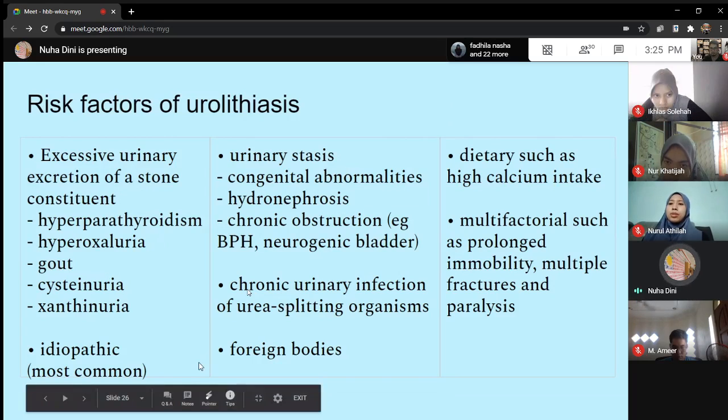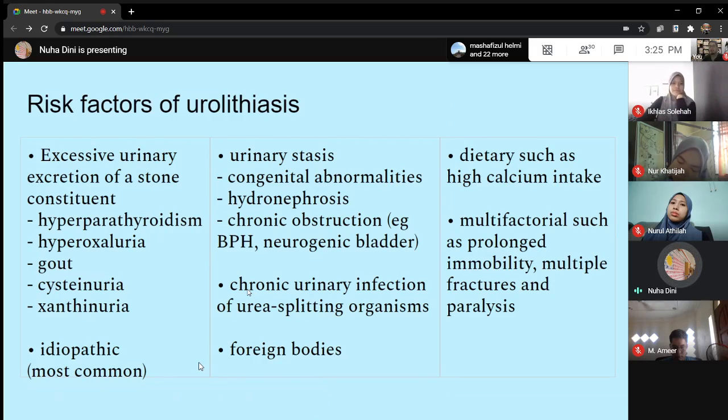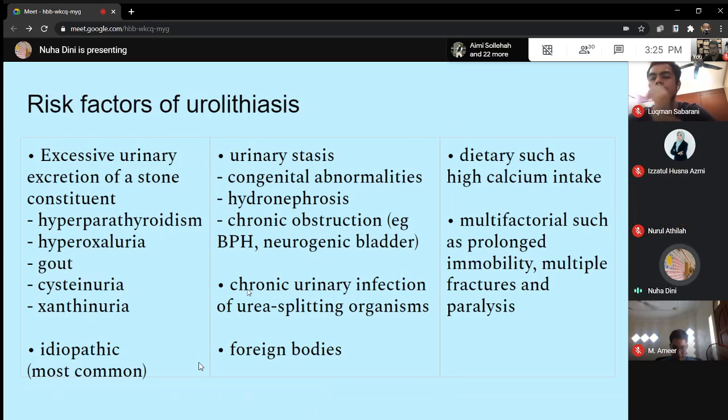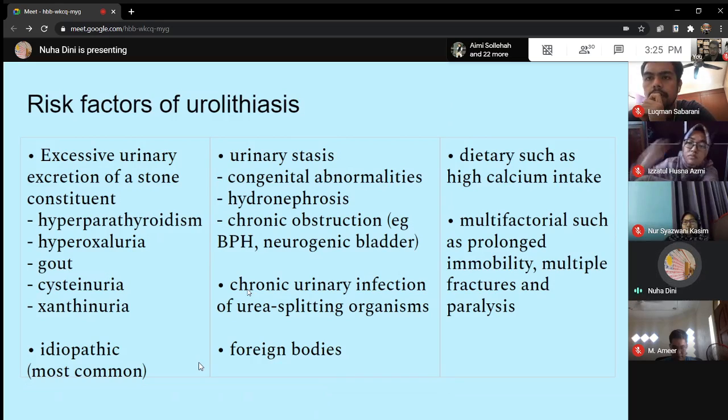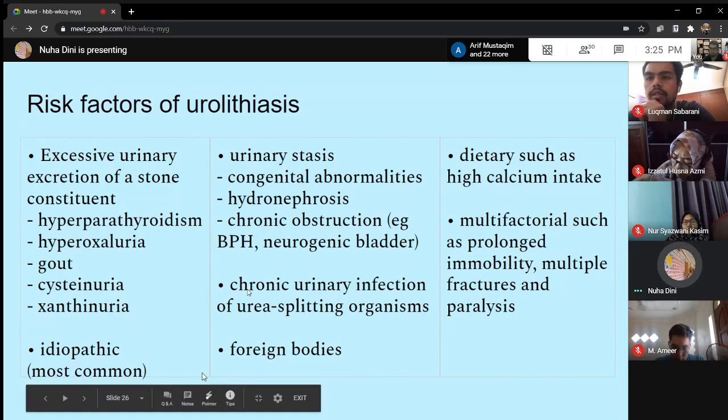Next is idiopathic. In idiopathic, the patient excretes excessive calcium in the urine without specific underlying abnormalities. This is also known as idiopathic hypercalciuria. So, it is the most common cause of urolithiasis.